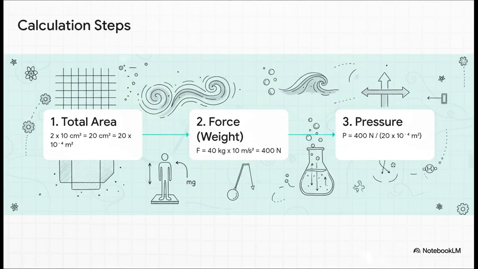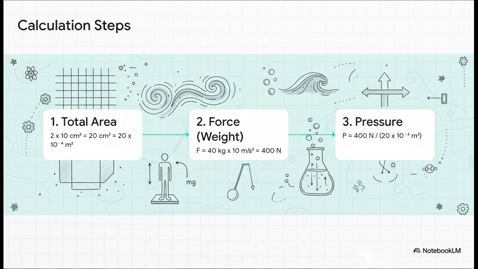Okay, let's walk through this. Step 1, we need the total area. Since there are two bones, we have 2 times 10, which is 20 square centimeters. And this is critical. We have to convert that to square meters. So that's 20 times 10 to the power of minus 4. Step 2, we need the force. That's just the weight of the body, so mass times g. We'll use 10 for g to keep it simple. So 40 kilograms times 10 gives us 400 newtons.